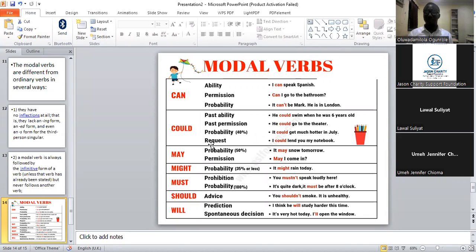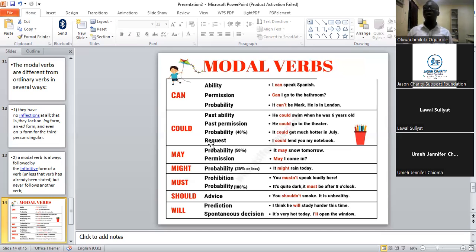For instance, can. Anytime you are using the modal verb can, it means you're trying to talk about an ability. For instance, if I say, I can speak Spanish, it means I have the ability to speak Spanish. And you can also use it to request permission. I can say, can I go to the bathroom? Now, I am using that verb there to request permission.